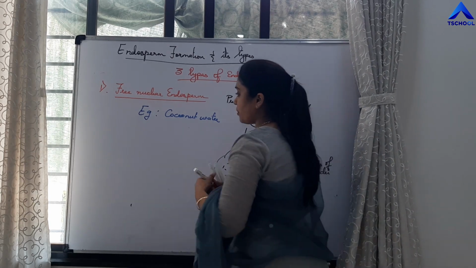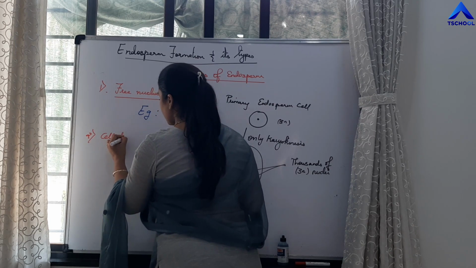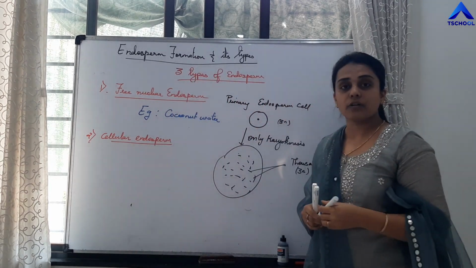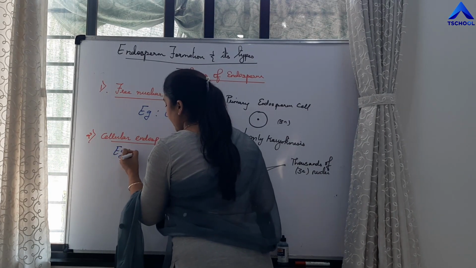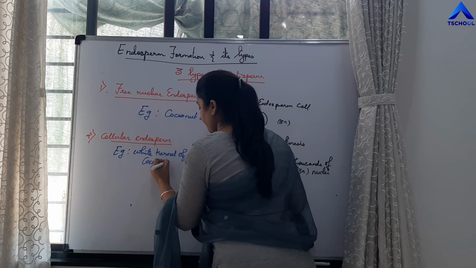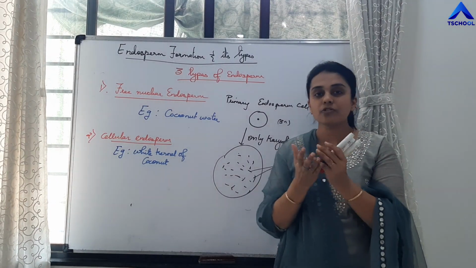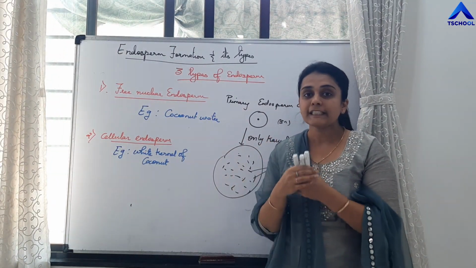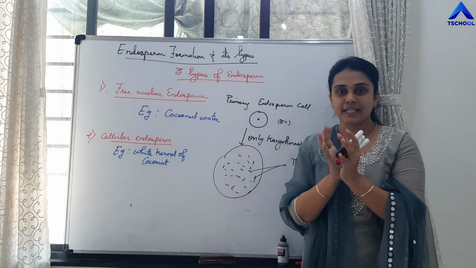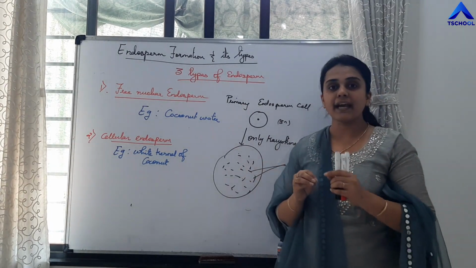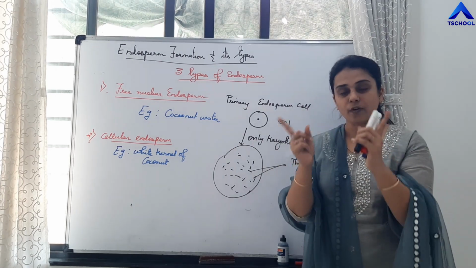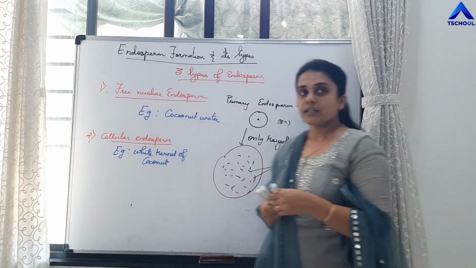The next type of endosperm is cellular endosperm. Right? Example, first let me give you an example. An example of it is the white kernel of coconut, the white part of coconut. So what happens during the formation of endosperm in coconut? First, there is repeated free nuclear mitotic karyokinesis, so thousands of nuclei are formed. Then some of these nuclei undergo cytokinesis to form cellular endosperm, and that will form the white part of the coconut.